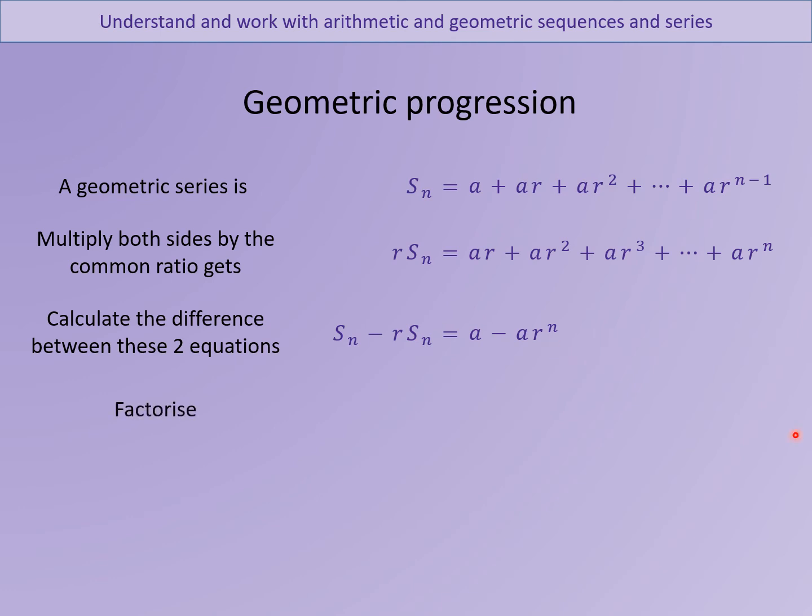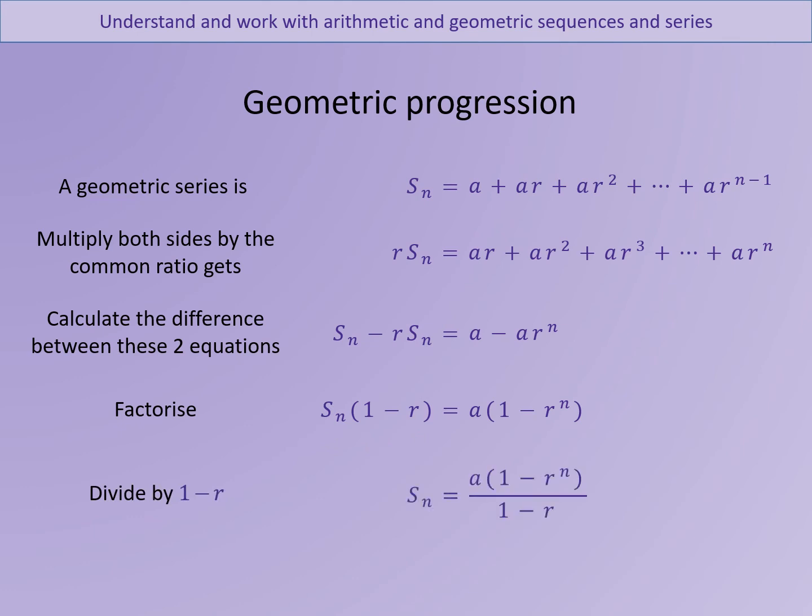We can now factorise this. So the left-hand side has a factor of Sn, so we can pull this out here, Sn bracket 1 minus R. The right-hand side has a factor of A, so we can pull the factor of A out here, leaving us with 1 minus R to the n. Finally, we want a formula for Sn, so if we divide by the brackets here, 1 minus R, we're left with this formula.